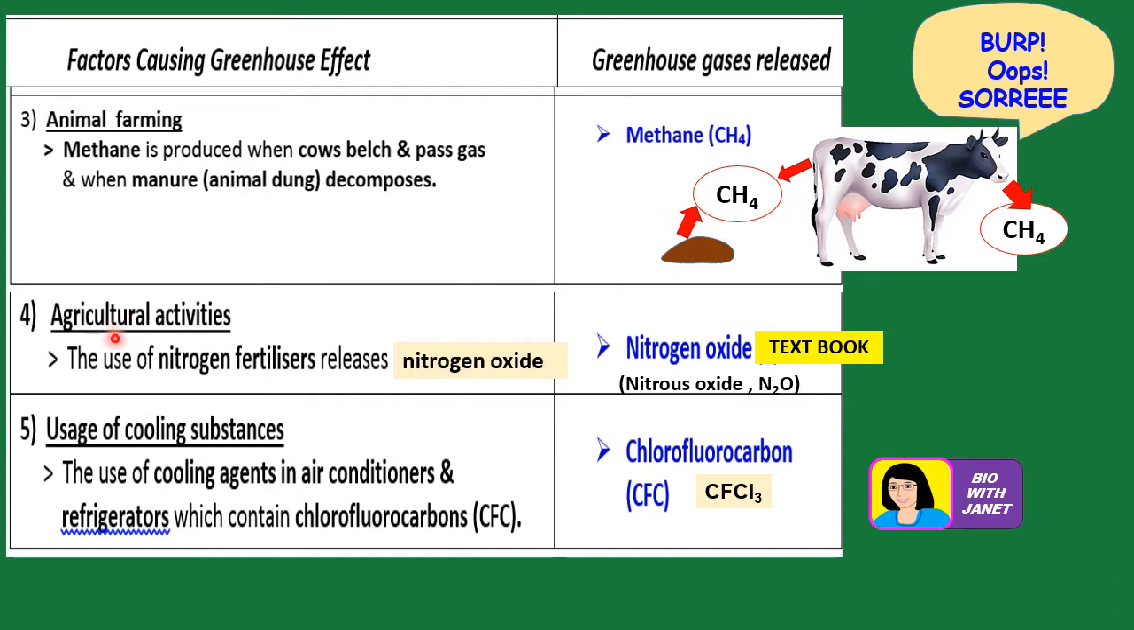Fourthly, agricultural activities. The use of nitrogen fertilizers releases the gas nitrogen oxide. So textbooks use the word nitrogen oxide, but actually if you check from reliable sources, it's nitrous oxide, N2O.